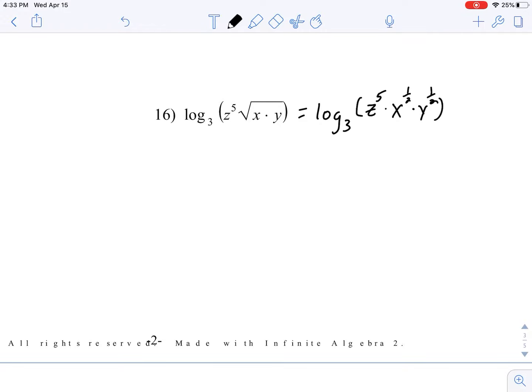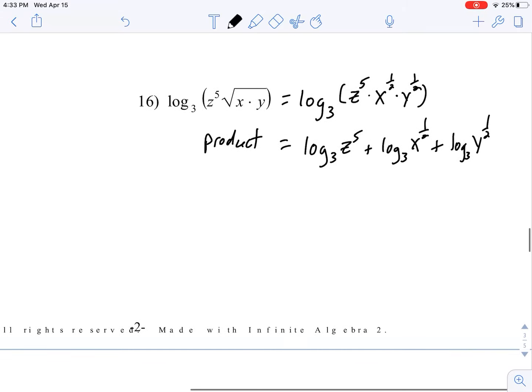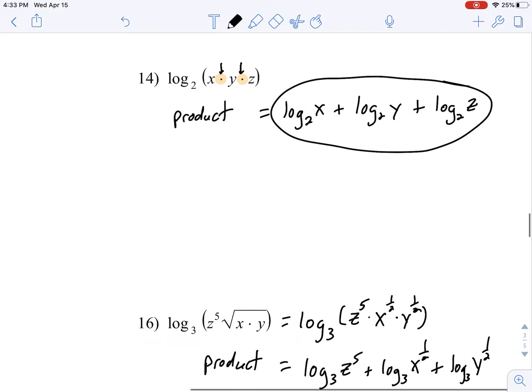They don't all have the same power, so I can't do the power property first, but I can split up the times sign. So I'm going to do the product property first. So it's going to be log base 3 of z to the 5th plus log base 3 of x to the half plus log base 3 of y to the half.